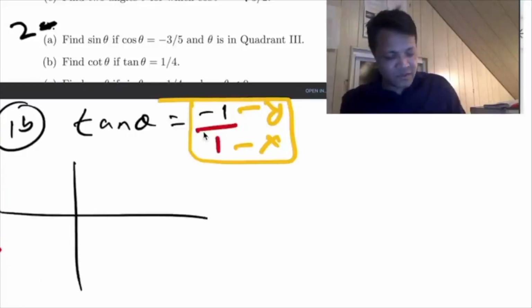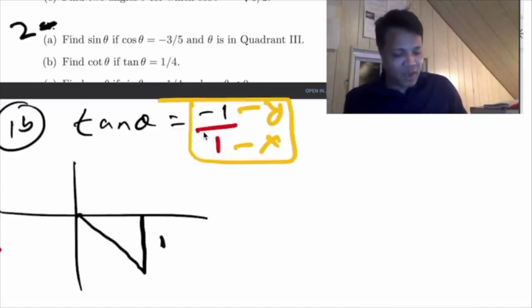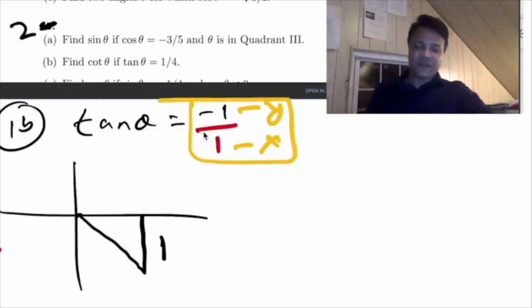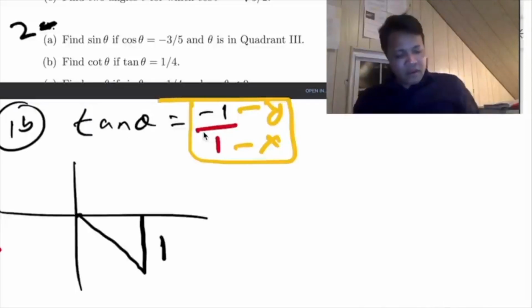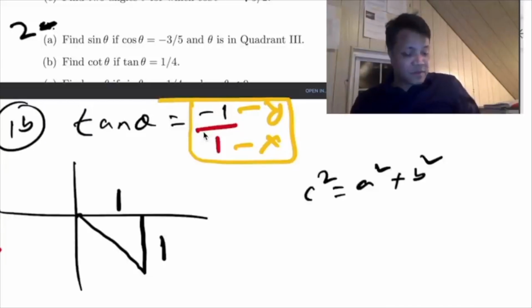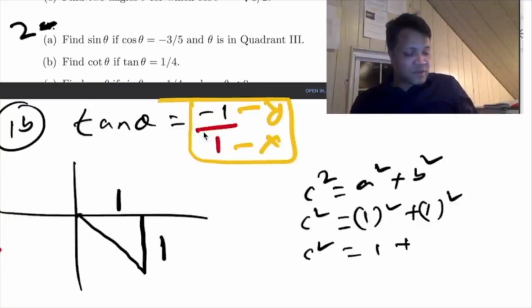Now since we are in the fourth quadrant, we know our y is 1. I don't have to put negative over here, because this negative was just telling us one thing, and that is to find the quadrant. We found the quadrant, so now we don't have to put the negative. The x is 1, so I have to find the hypotenuse. So c squared is equal to a squared plus b squared, which is 1 squared plus 1 squared, so c squared is 1 plus 1. So c is square root of 2.